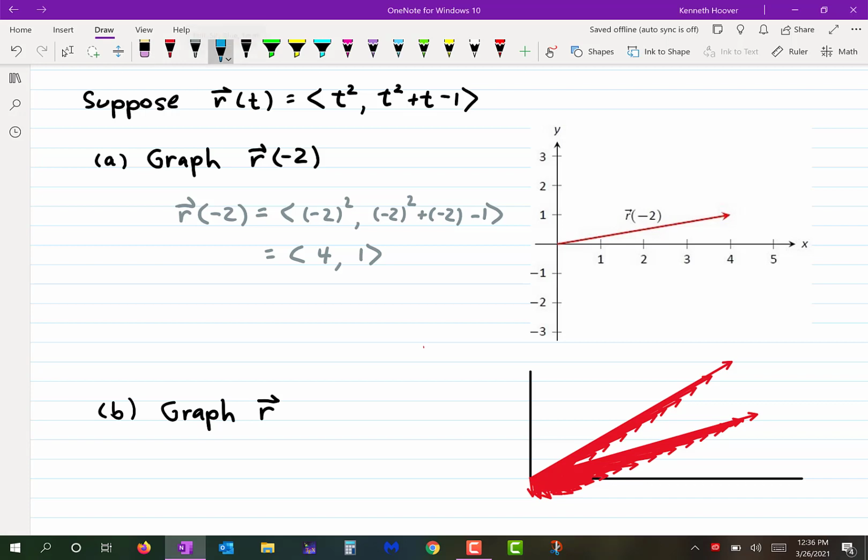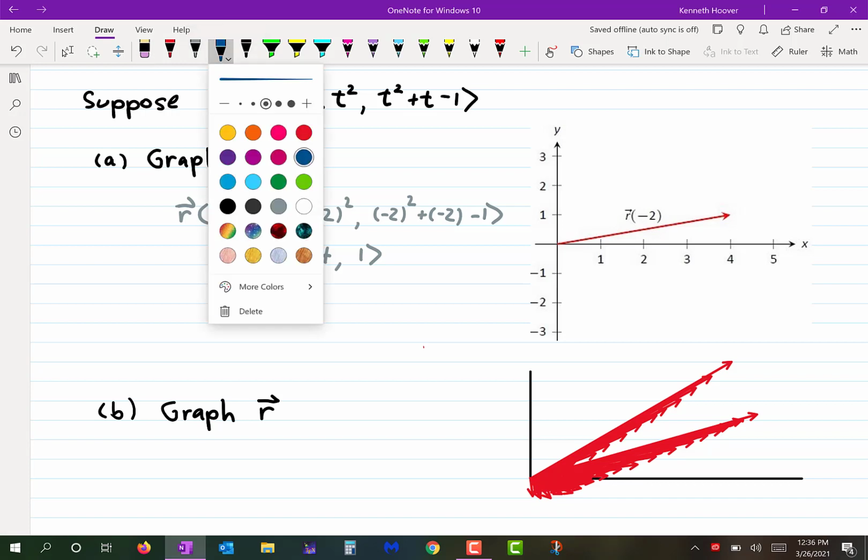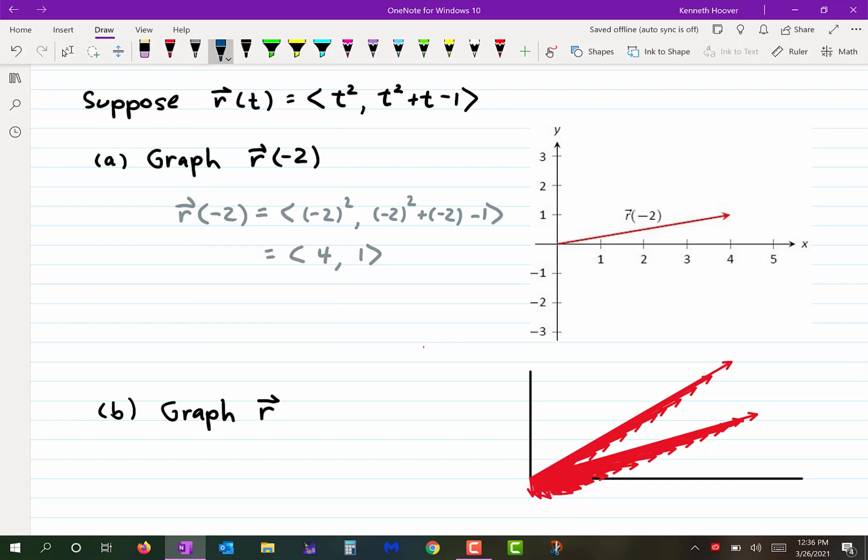So what we do to get around that problem: when you want to graph 1 or 2 or even 5 values of a vector-valued function, then you can just graph those 1 or 2 or 5 vectors. But if you want to graph all of the values of a vector-valued function, then what we would normally do is just graph the terminal points of the vectors, and so you would end up with something more like this.